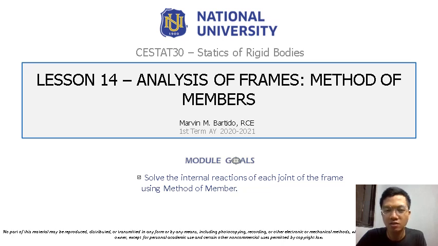Hi class! So today, here in Statics of Rigid Bodies, we are now going to discuss the method that we are going to use to analyze frames, and that is method of members. For this lesson, students must be able to solve the internal reactions of each joint of the frame using method of members. So let's start our discussion now.